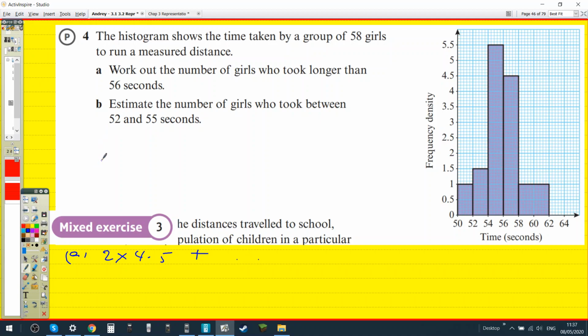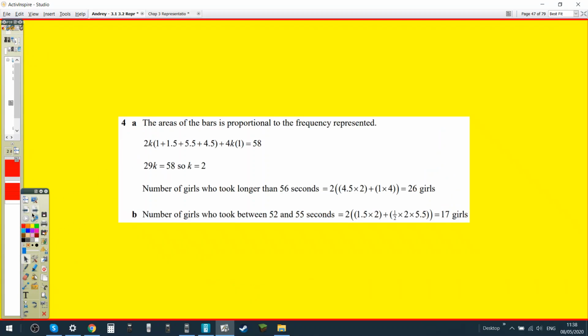And B. So shall I get 52 to 54 first? Yeah. And so that would be 1.5 times 2, so 3. Mm-hmm. And then for the other, let's do a half times 5.5 to get the other answer. Yeah, and then you add those up. That's good. Okay, that's fine.